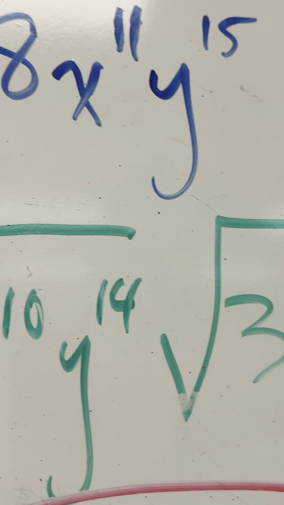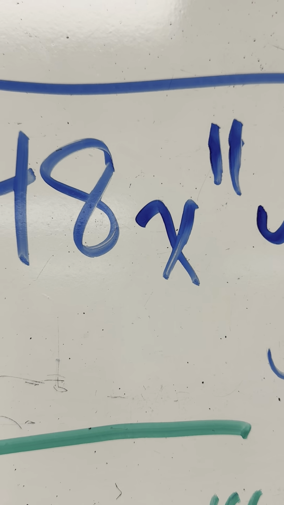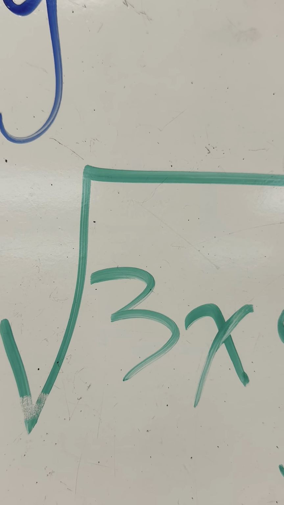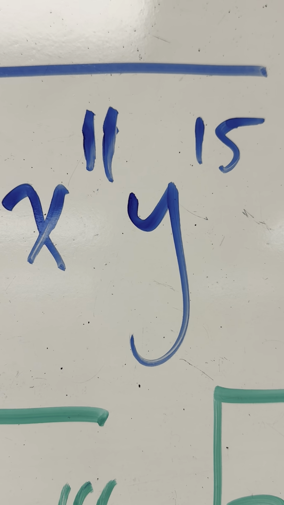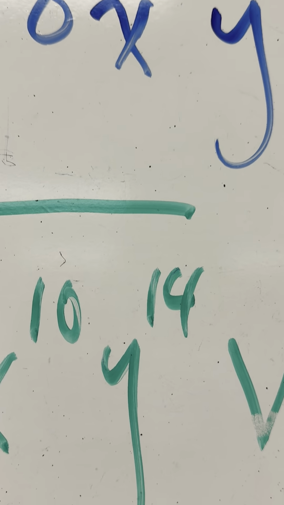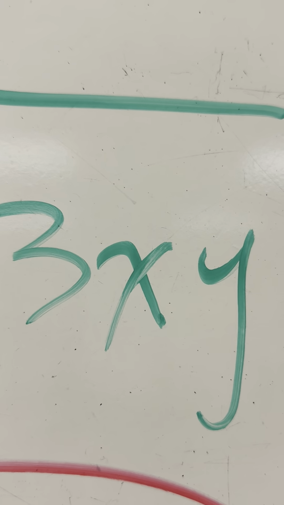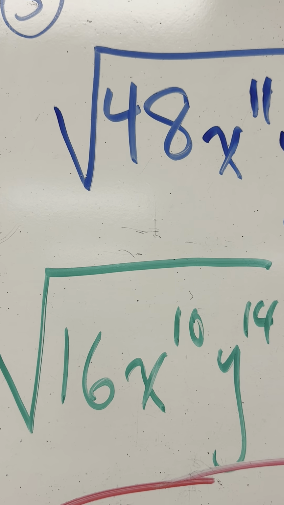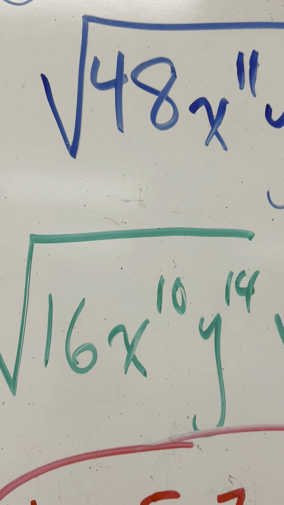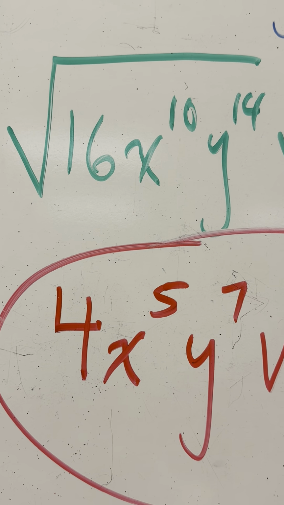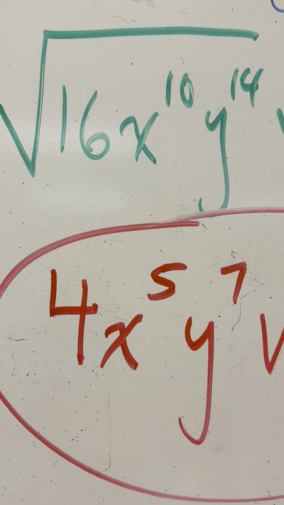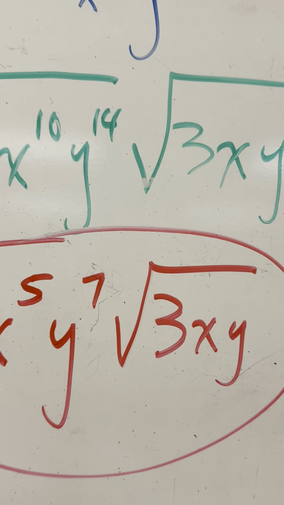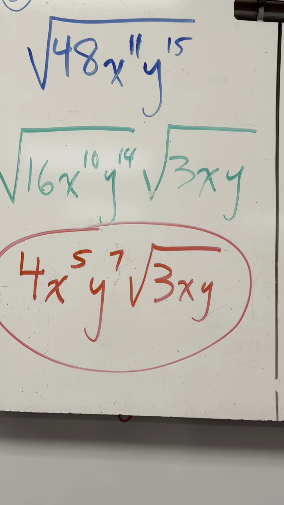Okay. Now I can't do square root of x to the 11th, so I do x to the 10th, and I put an x over there. Can't take square root of y to the 15th, so I do y to the 14th, and I put a y over there. Now I say, what's the square root of 16, x to the 10th, y to the 14th? That's 4, x to the 5th, y to the 7th, and I'm left with that 3xy in the square root. That's how you simplify.